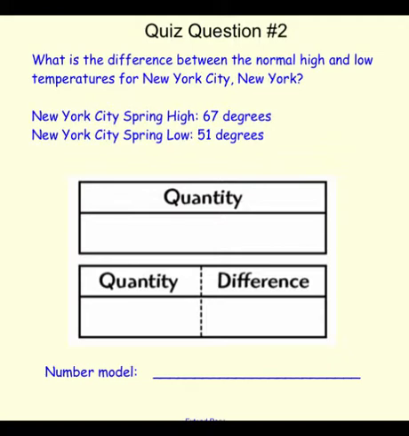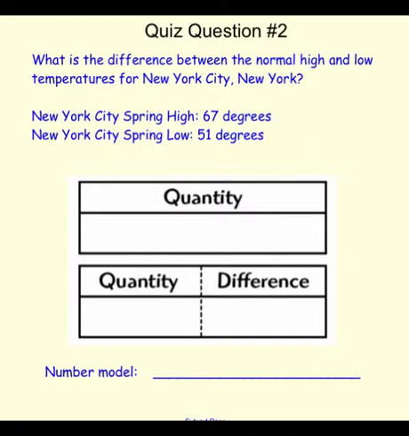Quiz question number 2. What is the difference between the normal high and low temperatures for New York City, New York? New York City spring high, 67 degrees. New York City spring low, 51 degrees.